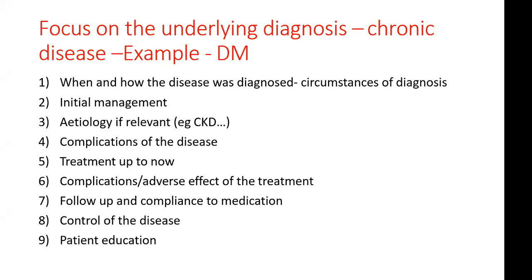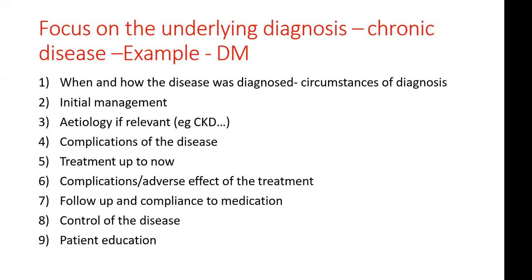The maximum complexity you will get is maybe 2 or 3 chronic conditions in one patient. Okay, but make sure that you describe in detail these 9 points that I am going to describe for the most important chronic condition causing the current presentation.